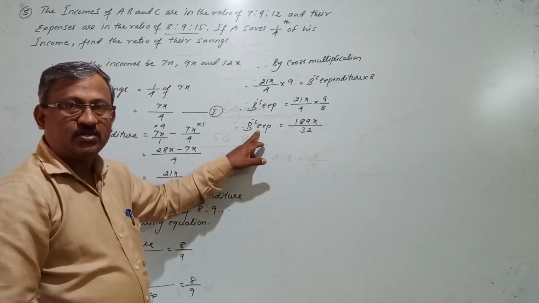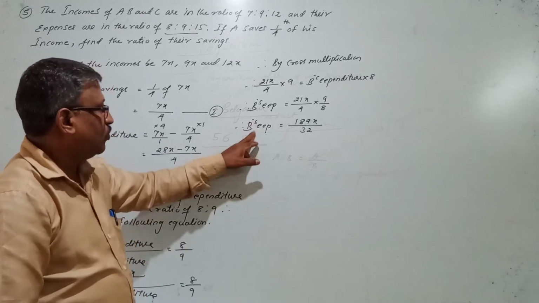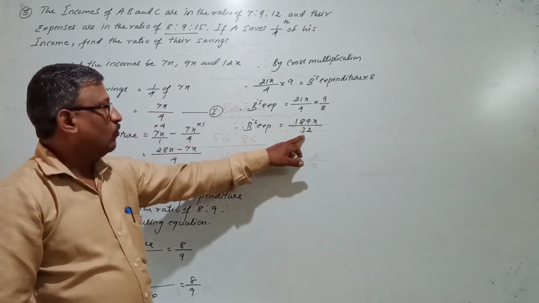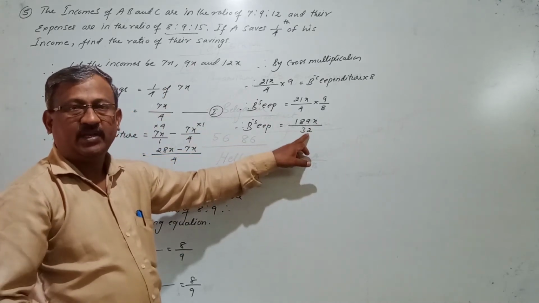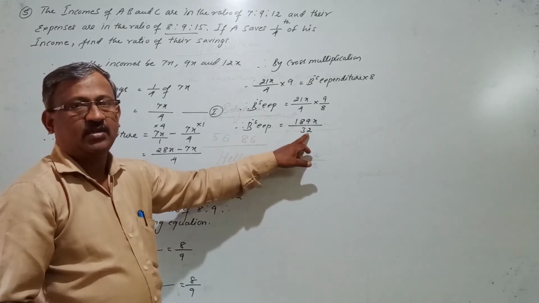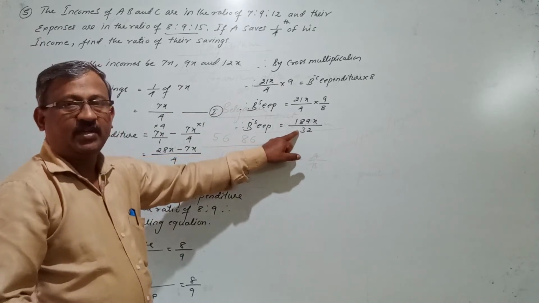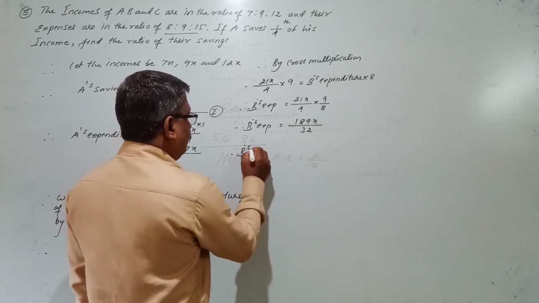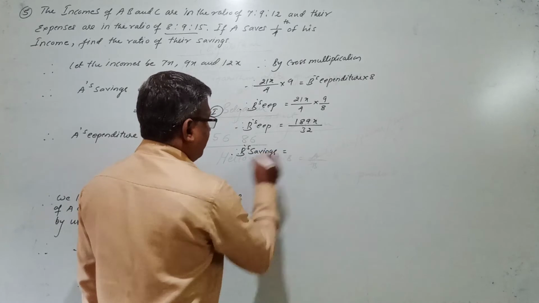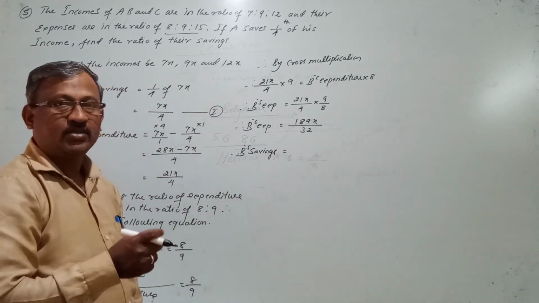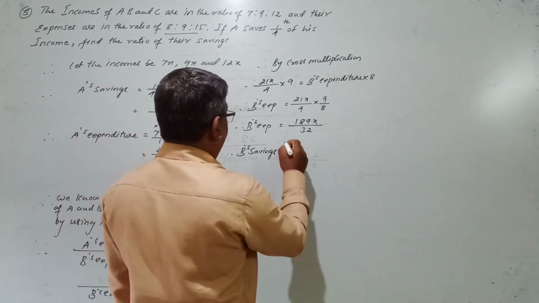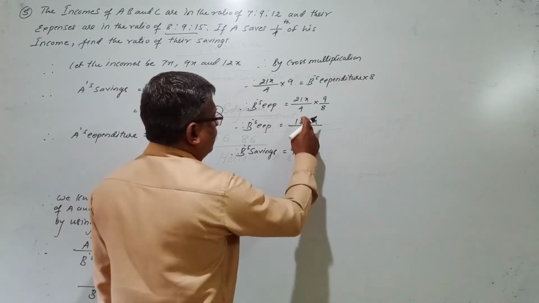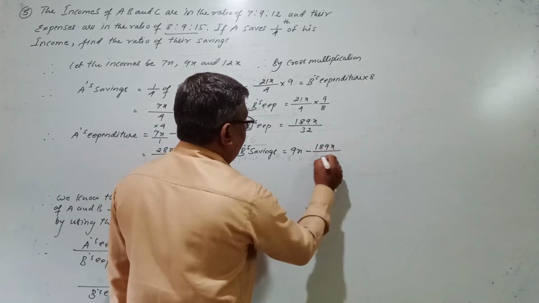So once you know B's expenditure, we can easily find out his savings, because we now know B's income, 7x. Out of 7x, how much does he spend? 189x divided by 32 he spends, and the remainder he saves. So I can easily find his savings. If you know income and expenditure, we can easily find out the savings. So now you calculate B's savings. B's savings is nothing but income minus expenditure. So from income, what is his income here? 9x. So from 9x you minus 189x divided by 32.